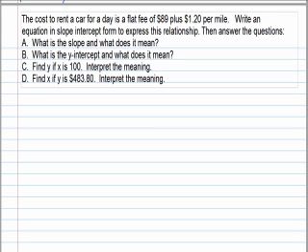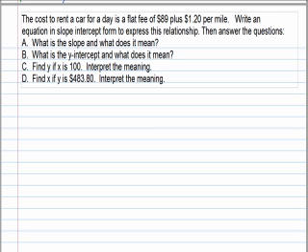So the problem says the cost to rent a car for a day is a flat fee of $89 plus $1.20 per mile. So we've got a fixed amount of $89 and we've got a variable amount of $1.20 for every single mile the car is driven. We're asked to write an equation in slope-intercept form to express the relationship and then answer some questions that follow.